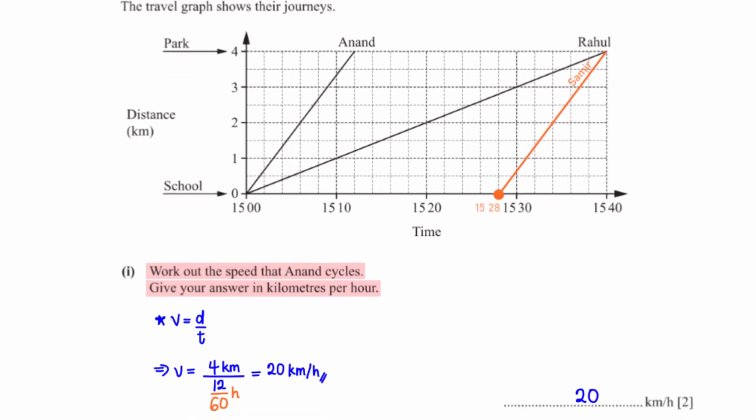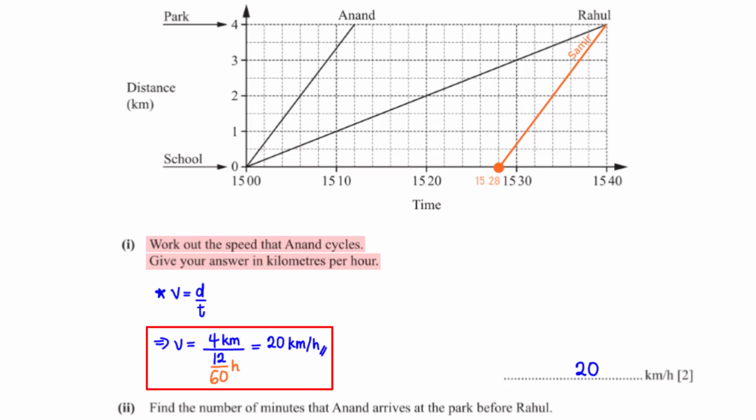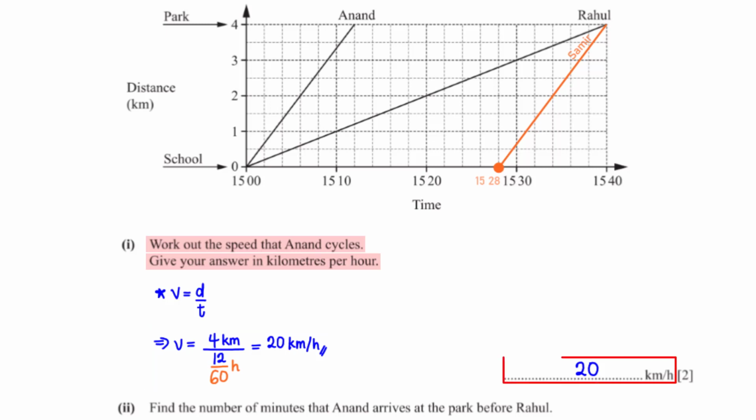We can find his speed from the slope of his graph, which is the distance divided by the time. The distance he travels from the school to the park is 4 kilometers. Each line segment on the horizontal axis is 2 minutes. Since we have 6 boxes, then the time duration is 2 times 6, which is 12 minutes. To convert 12 minutes to hours, we divide 12 by 60. This gives us 20 kilometers per hour.